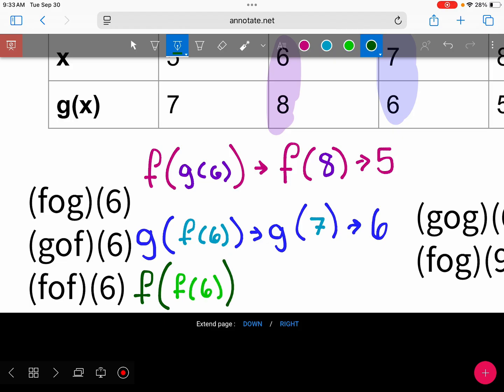So it still starts out the same way. And in fact, it's the exact same piece we had here. We already looked at f of 6. We saw f of 6. When x is 6, f of x is 7. So f of 6 is 7. So this becomes our f of 7, because f of 6 equals 7.